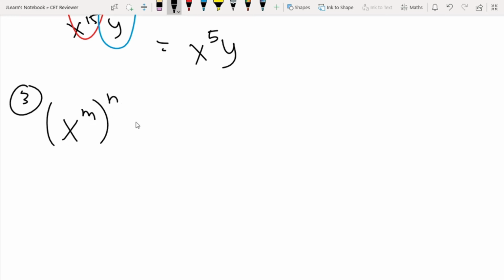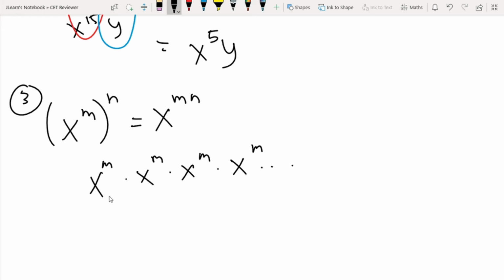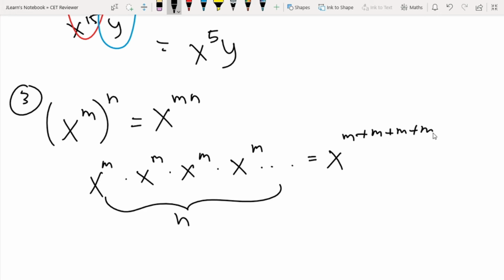No? So, ito ay equal sa x raised to m times n. So, again, to prove this, you can just expand x to the m raised to n, no? So isipin mo, you have x to the m times x to the m times x to the m times x to the m, dot dot dot. Then for example, ito ay n times, no? So basically you have x raised to m n times. So this is m plus m plus m plus m dot dot dot, wherein ito ay n times, which is x to the m times n.